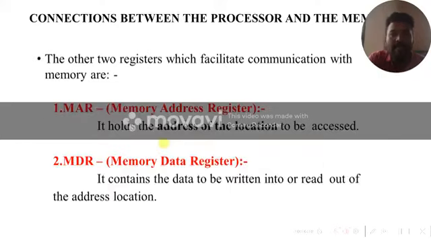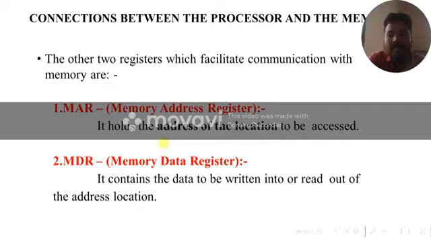Next, in order to have better communication between the data, address and control signals, we use different kinds of registers, for example MAR and MDR. MAR is the memory address register. It is meant for holding the address location that is to be accessed, as the name itself specifies. Whereas MDR is the memory data register.